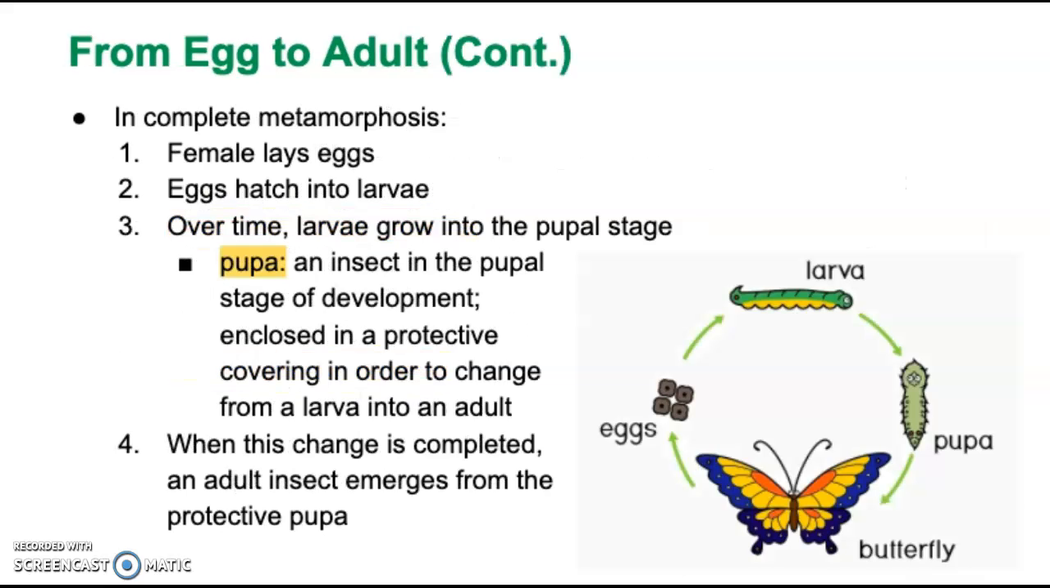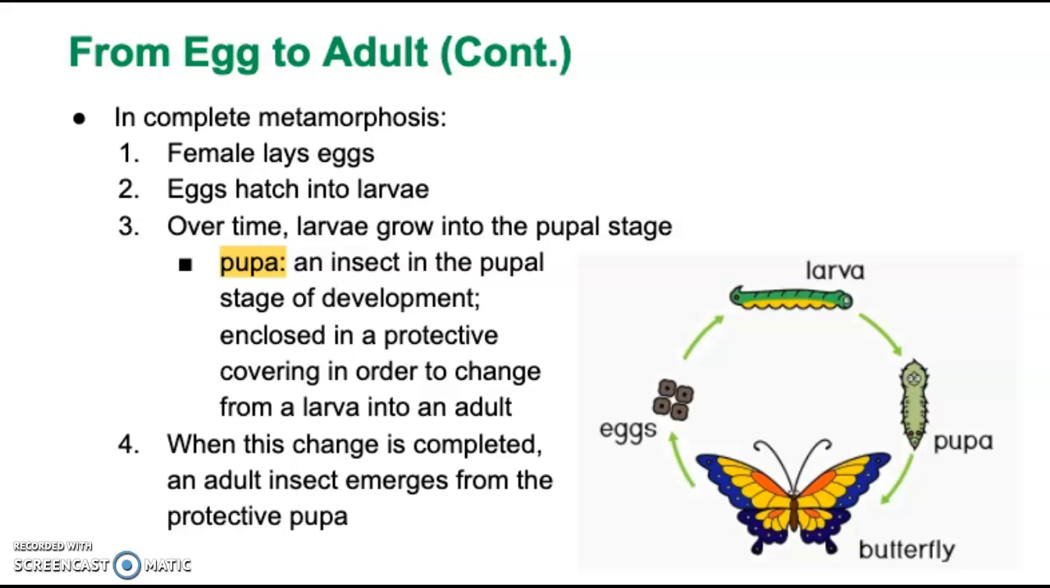Again, in complete metamorphosis, the female will lay eggs. Over time, those eggs are going to hatch into larvae, and those larvae are going to begin to grow. When the insect enters its pupal stage, it becomes a pupa, which is an insect that looks somewhat like a larva still, enclosed in a protective covering.